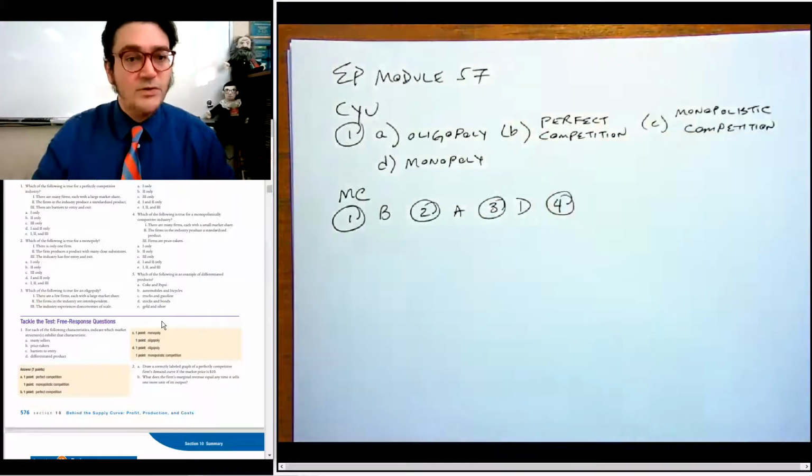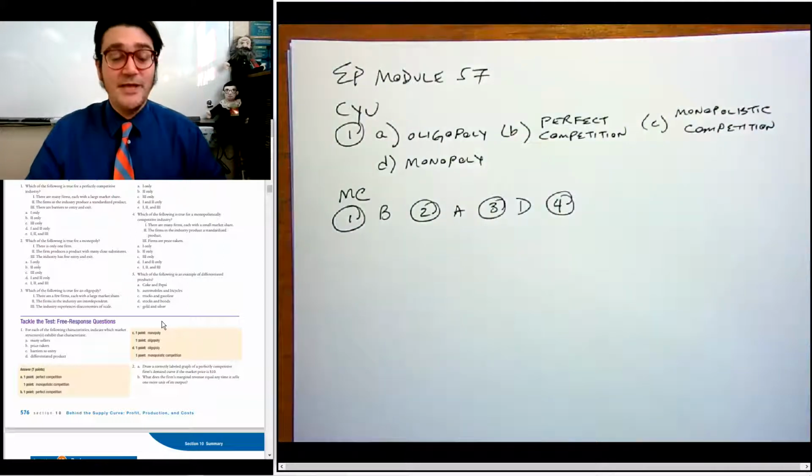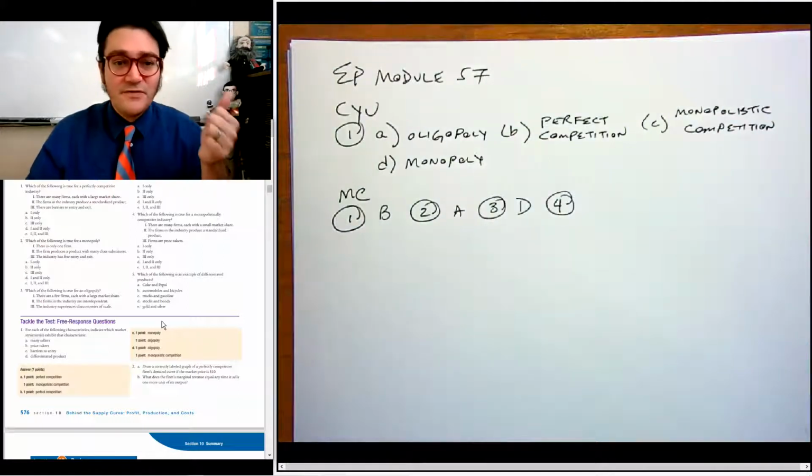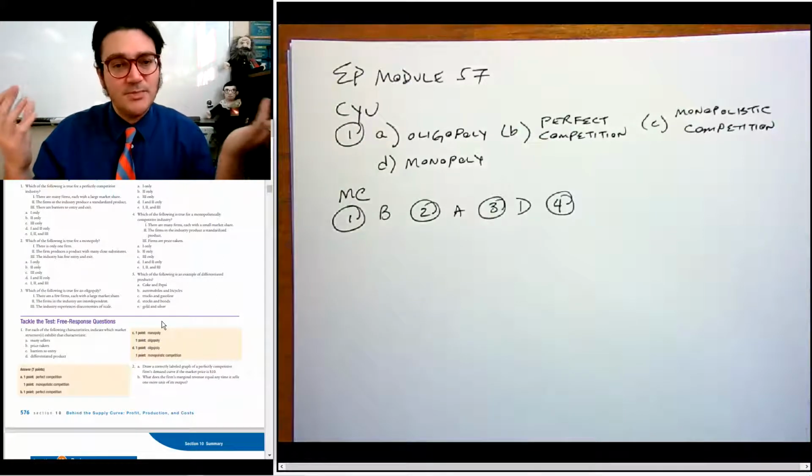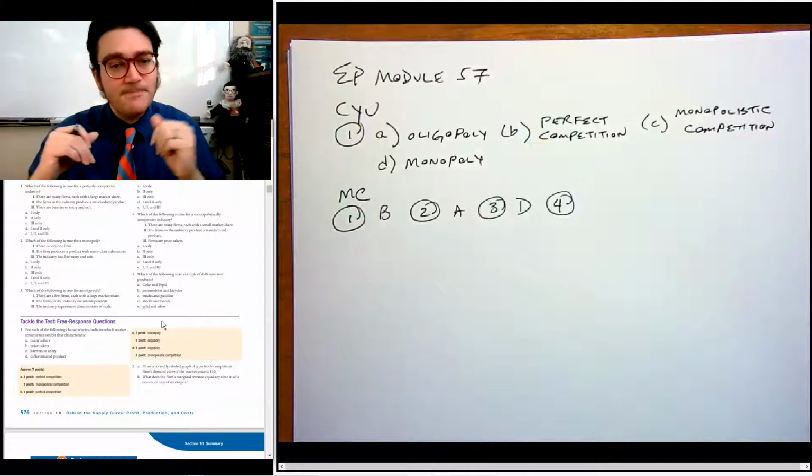Question 4. Which of the following is true for a monopolistically competitive industry? I noticed the pattern here. 1, there are many firms, each with a small market share. Yeah, we would say that's probably pretty true for monopolistic competition. Lots of firms, small market share.